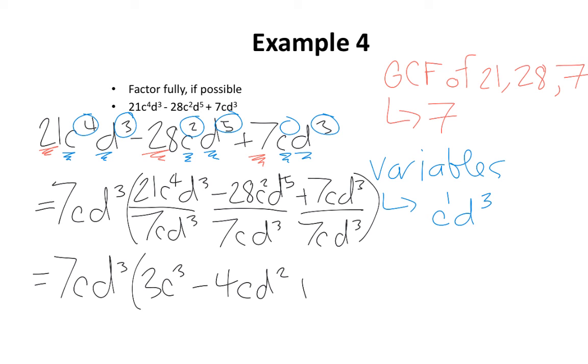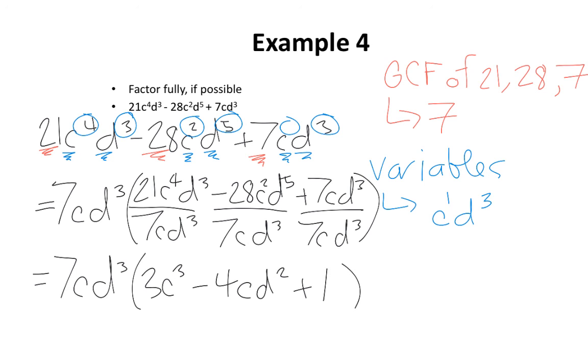Now, 7 divided by 7 is 1. We're not going to write that in. C divided by c is also 1. We're not going to write that in. D to the power of 3 divided by d to the power of 3 is also 1. However, this is basically 1 multiplied by 1 multiplied by 1. We're going to have to put a 1 here.